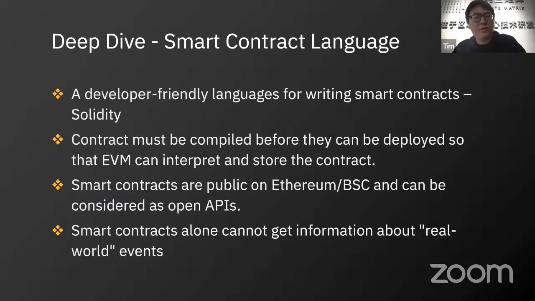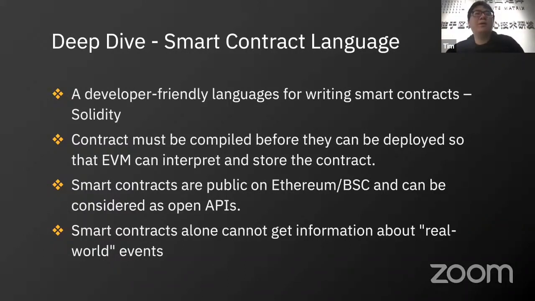Okay, so we talk a lot about the smart contract. So how to do this smart contract development? It's basically programming. So we need to know what's the language we use for smart contracts. We need a developer friendly language for writing this kind of program. Currently, what's most used is Solidity.